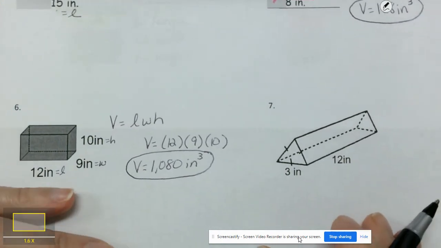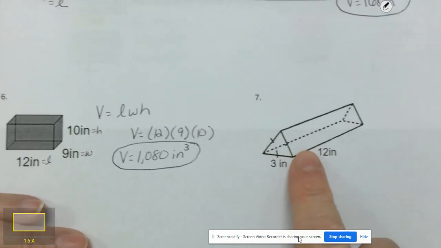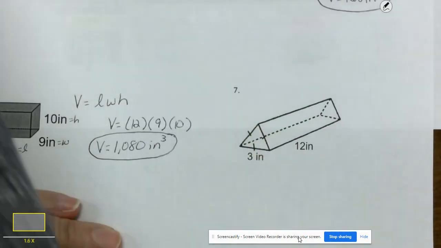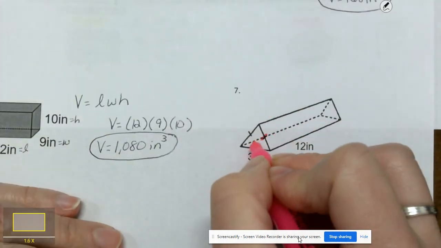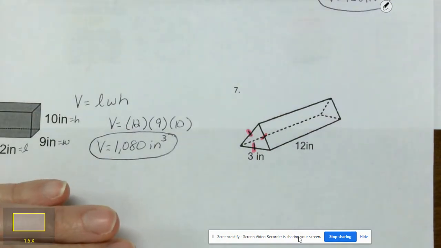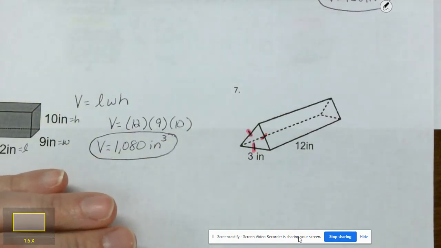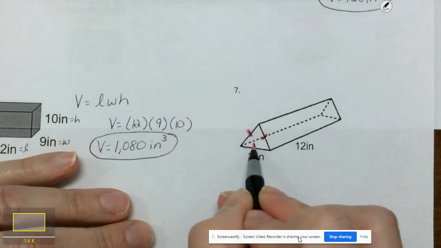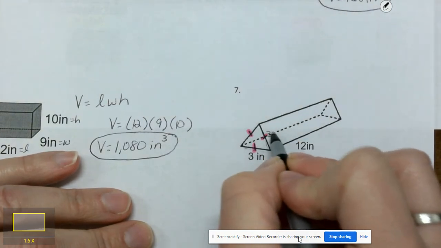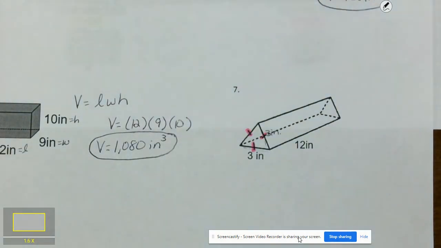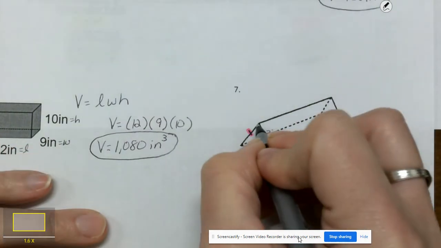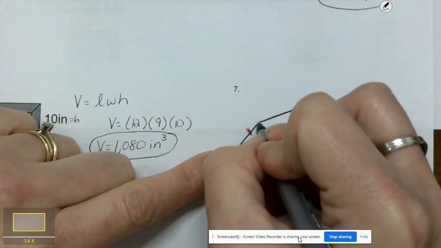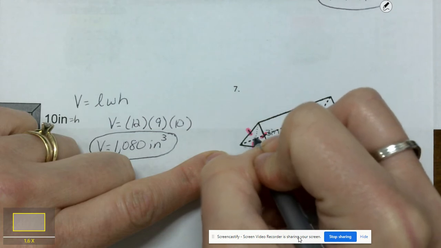Okay, for number 7, this is not a rectangular prism, not like what we had over here. So you can see we've got triangles. Now I want you to notice that they have marked this, this, and this as being equal. That means this is an equilateral triangle, okay? It means all the sides are equal. So if that's the case and this side is 3 inches, that means that this side is also 3 inches. Now, why is that important? Because I've got to get the area of this base here, which means I need to know this distance right here. I need to know this height.